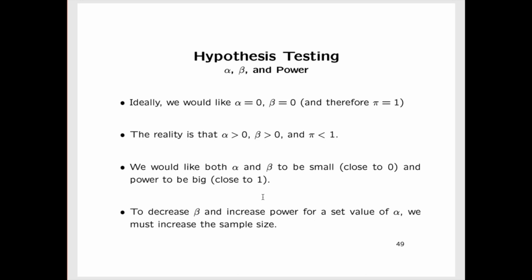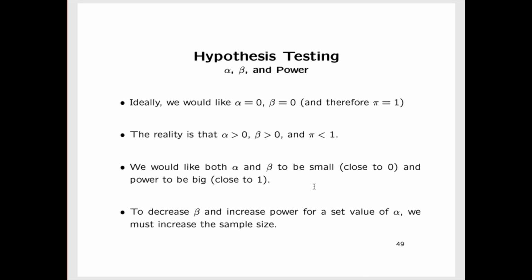As we've seen in the last couple slides, if we want to decrease beta and therefore increase power for a given or set value of alpha, let me say that again, if we want to decrease beta and increase power for a given alpha, then what we have to do is increase the sample size. And so that is one way. Increasing the sample size, controlling the sample size, and making it large enough at least within the constraints that we have will make beta small. For a given value of alpha, it will make beta smaller and power bigger.